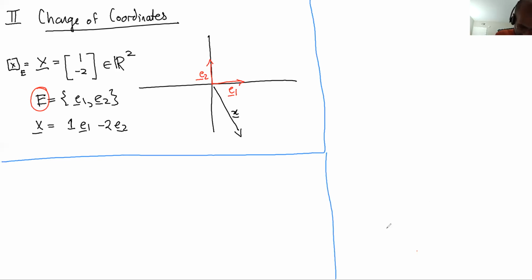So now let's consider a different basis of R2. Let's draw it in blue. Let's consider the basis B with the vectors 1, 1 and 1, minus 1. Let's call these B1 and B2. So this is actually a very famous basis in quantum mechanics or in quantum computing. This is called the Hadamard basis.